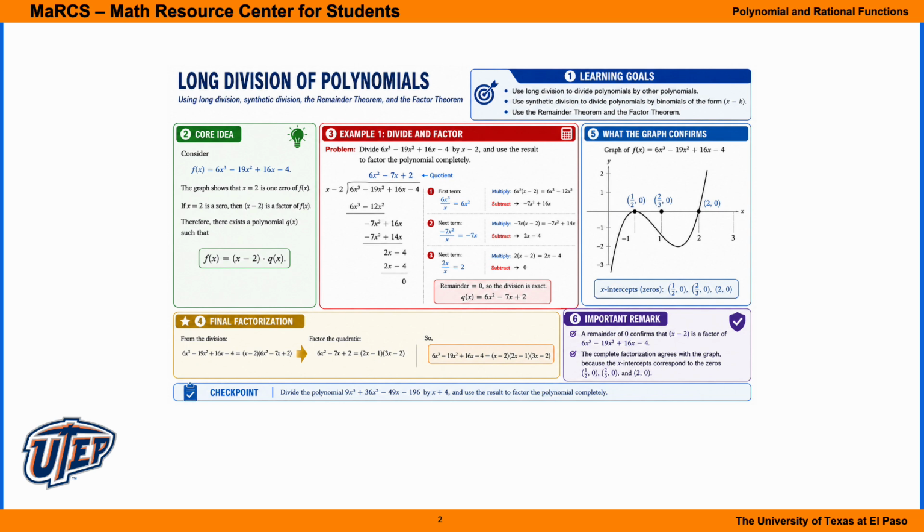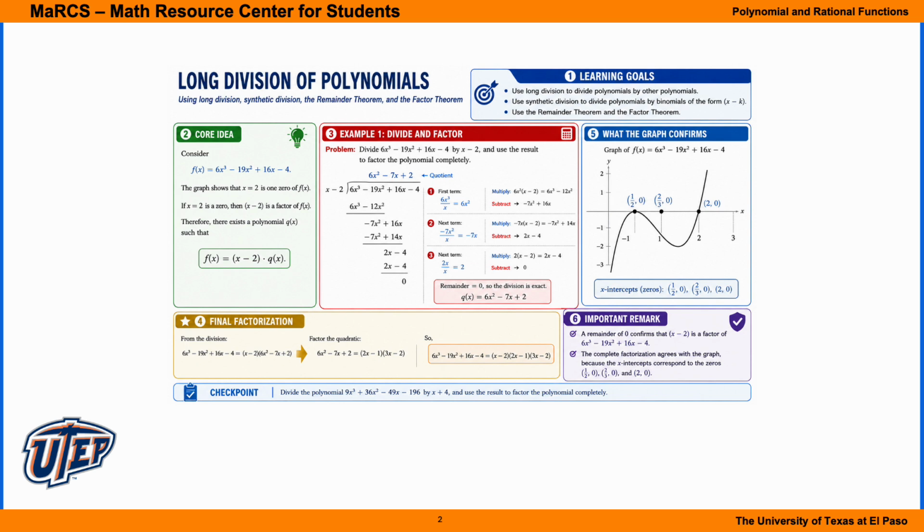Now multiplying back the 2, 2 times x is 2x, and 2 times negative 2 is negative 4. So 2x minus 4 minus 2x minus 4 is equal to 0. We have a remainder of 0, so that means that the division is exact, and our quotient, 6x squared minus 7x plus 2, is our q of x. So that means f of x is equal to x minus 2 times 6x squared minus 7x plus 2.